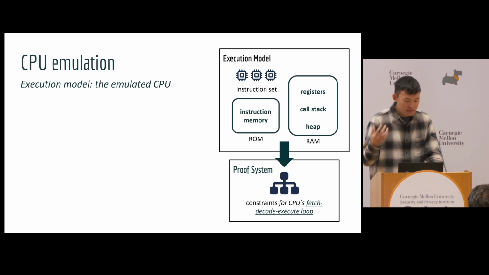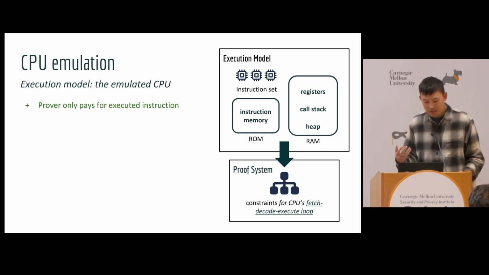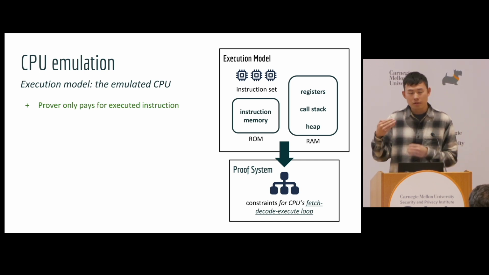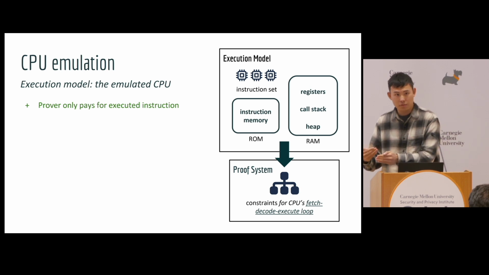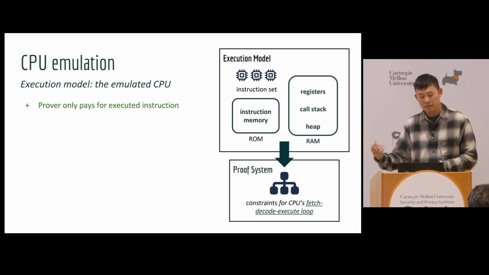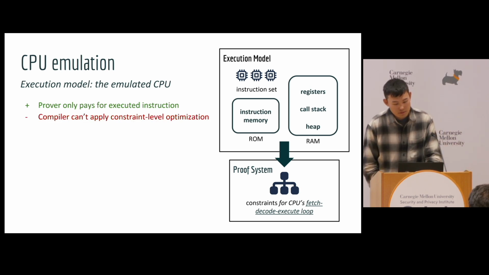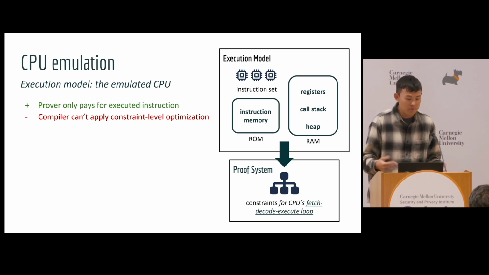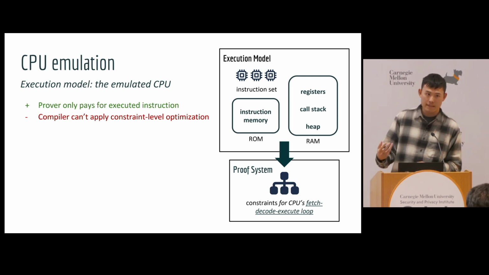Since the program is expressed as a set of executed instructions, this means that the prover no longer has to deal with all these unexecuted ones, so that solves the problem with the direct translators. However, since the constraints now encode a CPU rather than individual programs, obviously the CPU emulators can no longer apply some kind of a compiler that does program-specific optimizations.